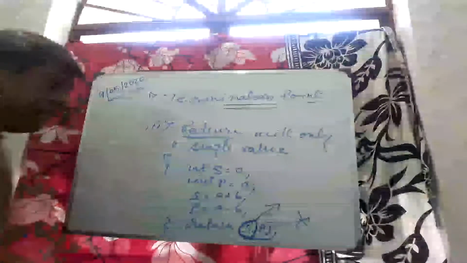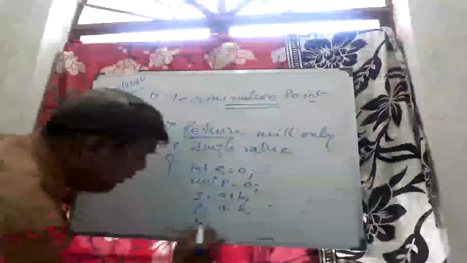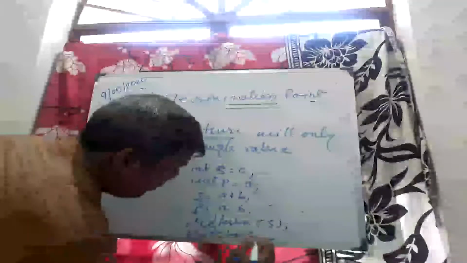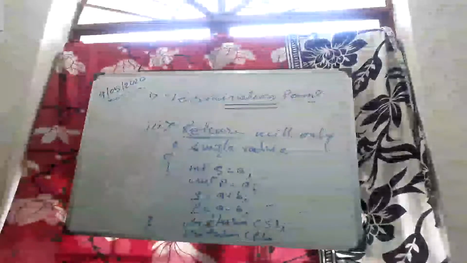Clear? Similarly, suppose this is the method. This is the example only. So a method will return a single value. So we can do one thing here: return s, return p. Return s and return p, two returns. Return will only return a single value, so that's why I have written two returns. But this is also illegal.